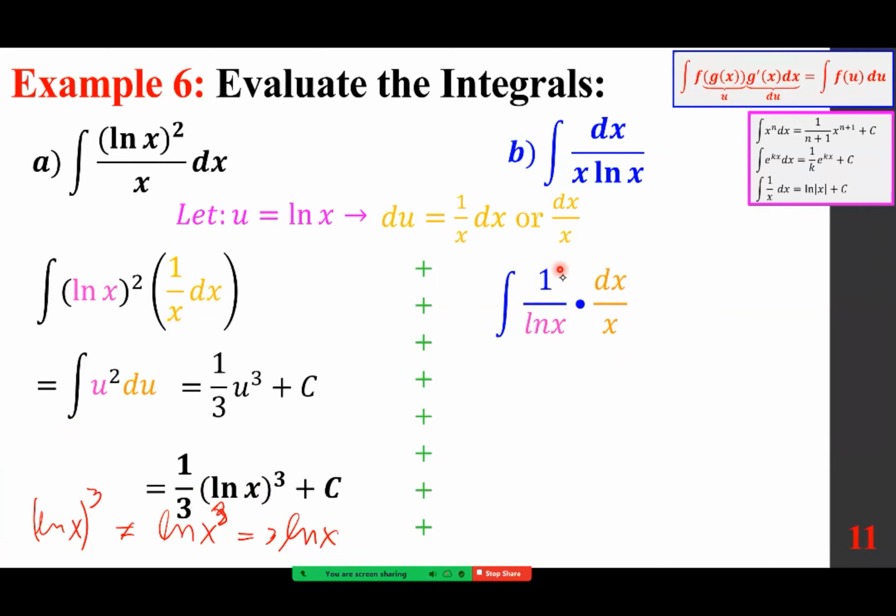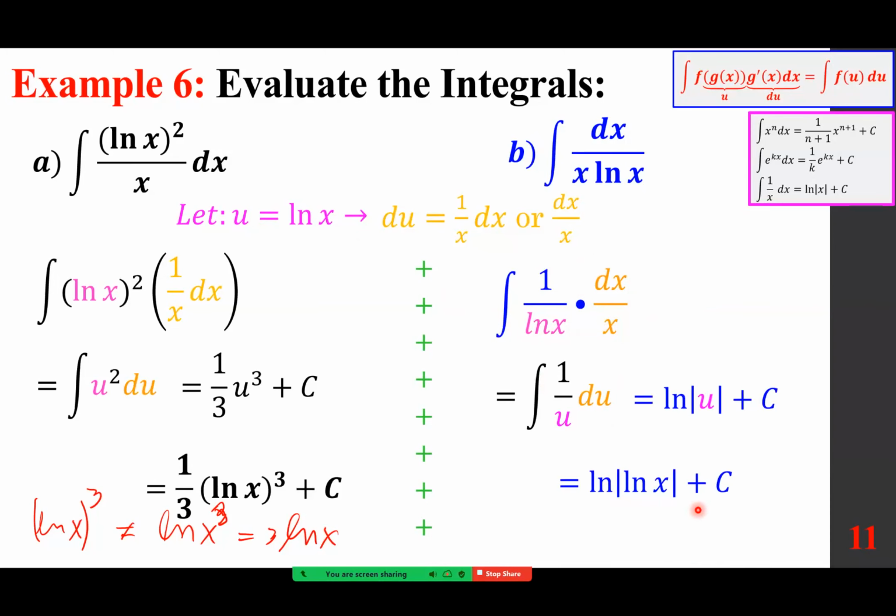So this is 1 over u. This is du. And you know this gives you a natural log of u plus a constant. u is replaced with ln x. The answer is ln of ln x. ln of ln x, everybody. ln of ln x plus a constant.